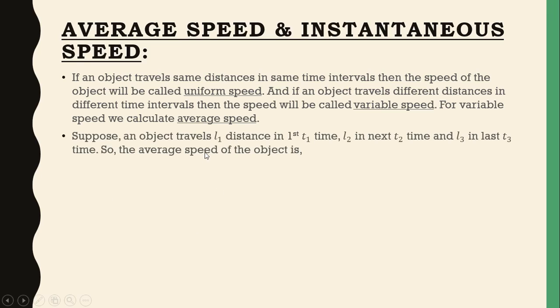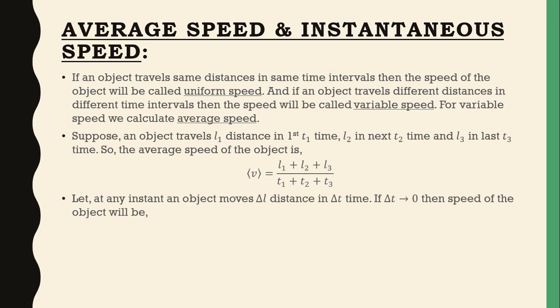Suppose an object travels distance L1 in the first time t1, L2 in the next time t2 and distance L3 in the last time t3. So the average speed of the object, V average, is equal to the sum of all distances by the sum of the times, that is L1 plus L2 plus L3 divided by T1 plus T2 plus T3.